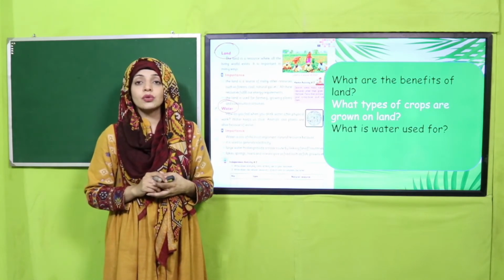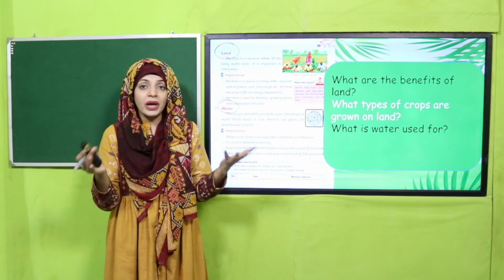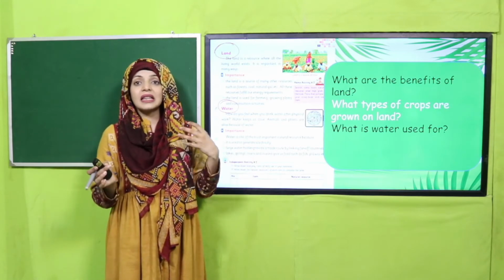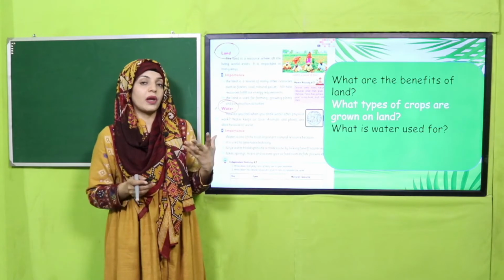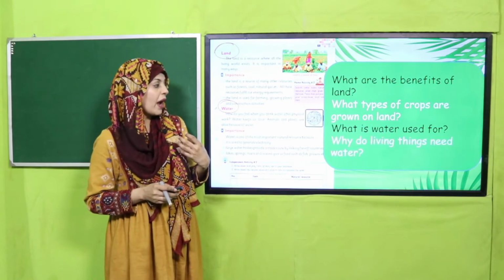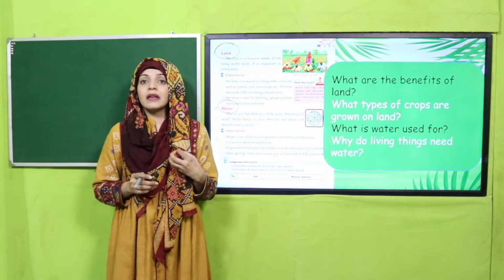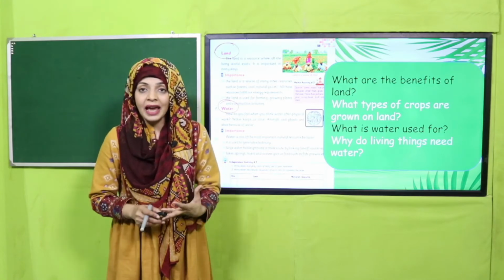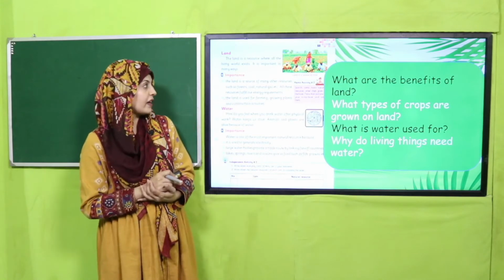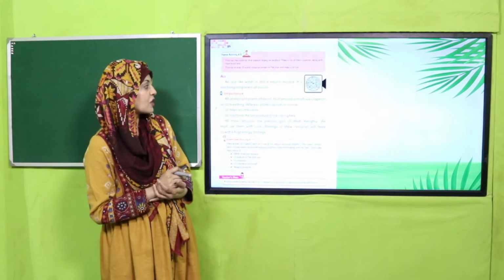Next is, what is water used for? Water is used for a lot of things like drinking, bathing, cleaning. So water is very important. Why do living things need water? Living things need water to stay alive. Very nice. From here, we will move forward towards page number 89.